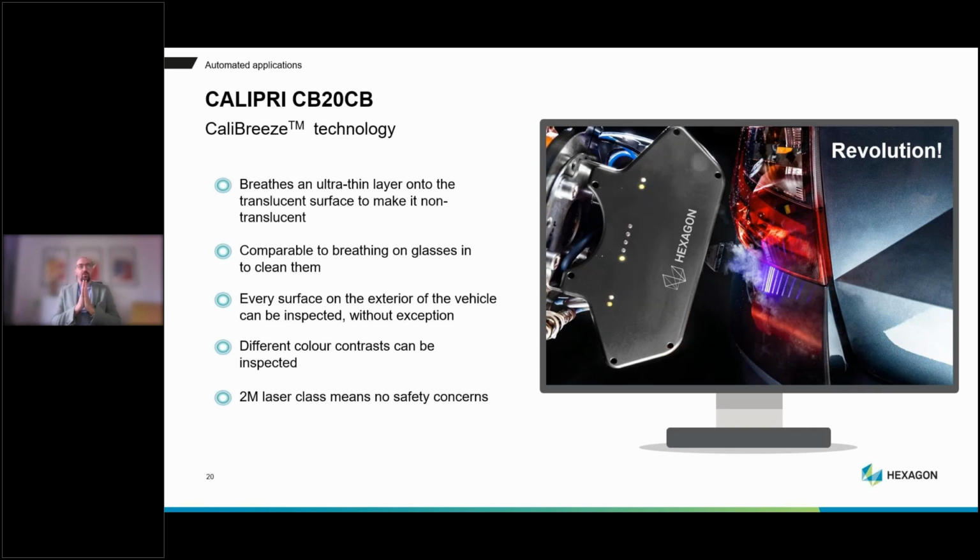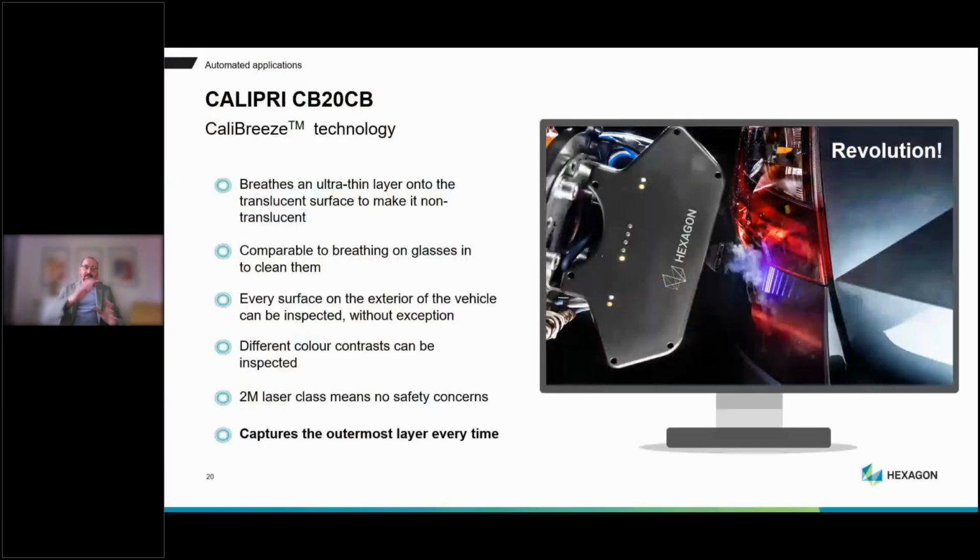And also, we still use a class 2M laser, which means no safety concerns. So this is very important as well, as the UV lasers can damage the eye. So we have to make different security concerns with UV lasers that we don't have with our class 2M lasers. Also, the class 2M lasers don't use as much power as a UV laser. So the system doesn't create as much heat and doesn't use as much power.